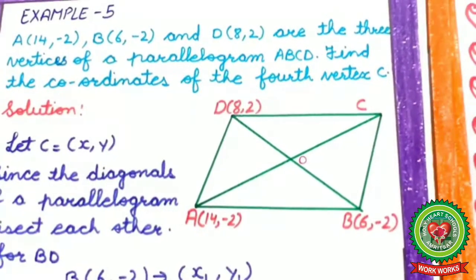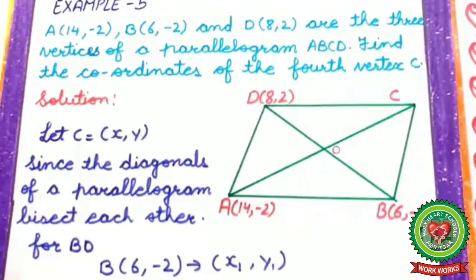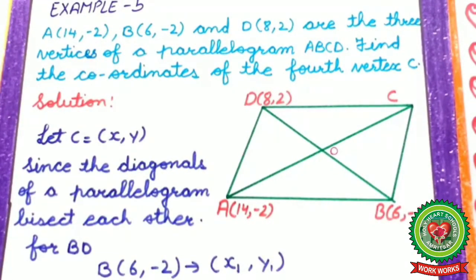Now example number 5 is related to quadrilateral. In this question, A, B and D are the three vertices of a parallelogram ABCD. Find the coordinates of the fourth vertex C. We have to find the coordinates of C here.